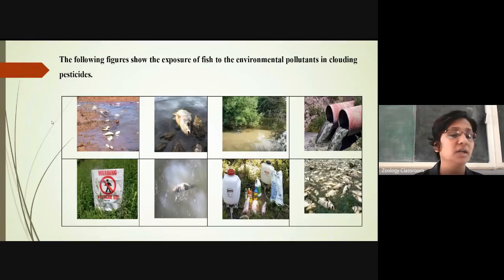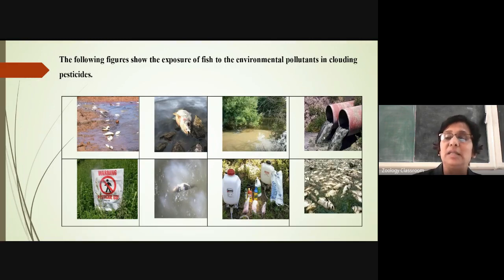The following figures show the exposure of fish to environmental pollutants including pesticides. Okay, you can see this picture. In that, the death of fishes is caused because of the effect of pesticides. And these fishes are in contaminated water, and that contamination is because of the use of various pesticides. Okay, and here in the fourth figure, the industrial effluents are also poured into the water bodies.